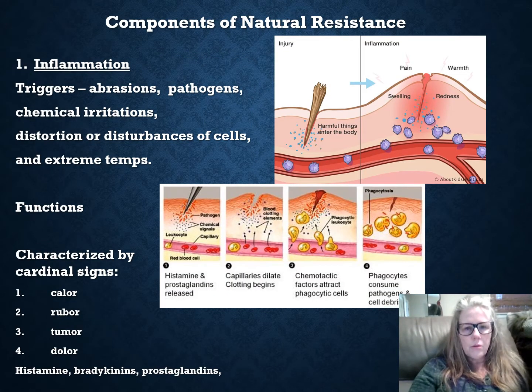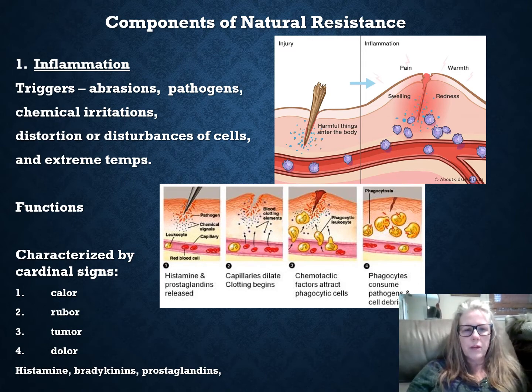All right, so we're going to talk about the components of natural resistance. One component is inflammation. What could trigger inflammation are things like abrasions, cuts and scrapes, pathogens, chemical irritations, distortion and disturbance of cells, and even extreme temperatures.